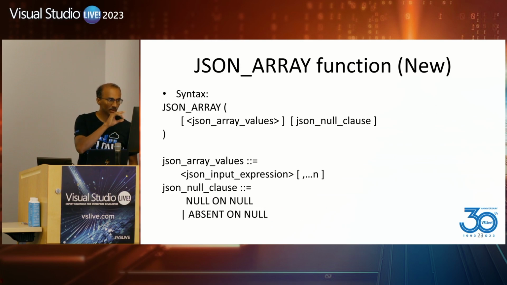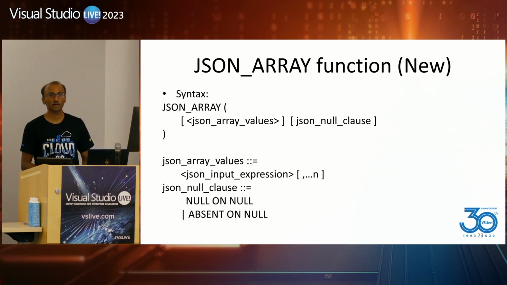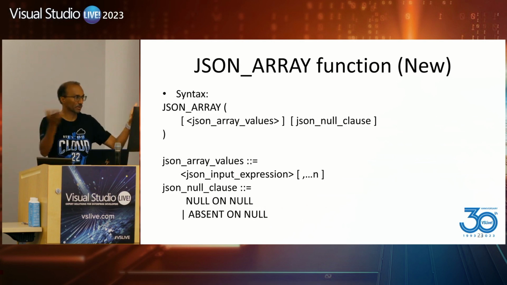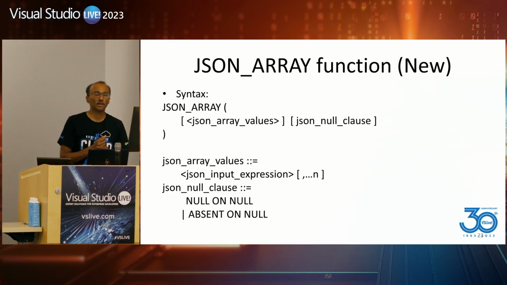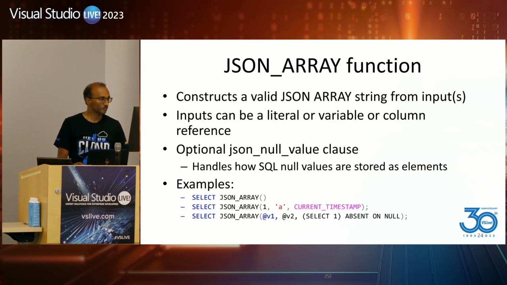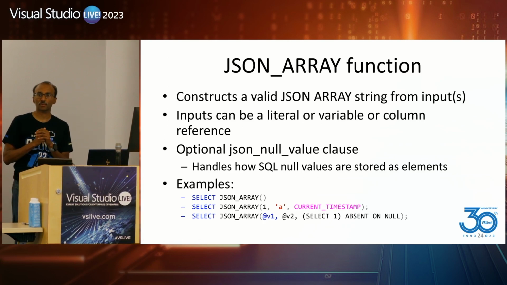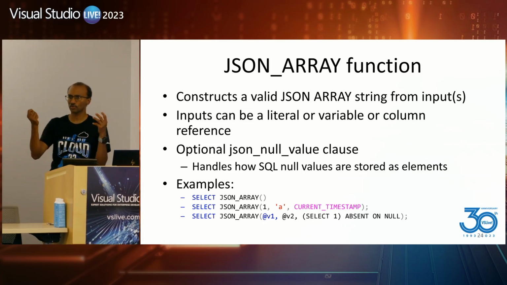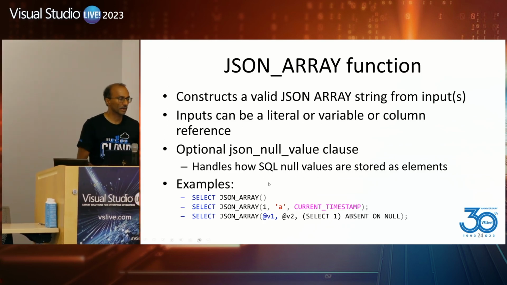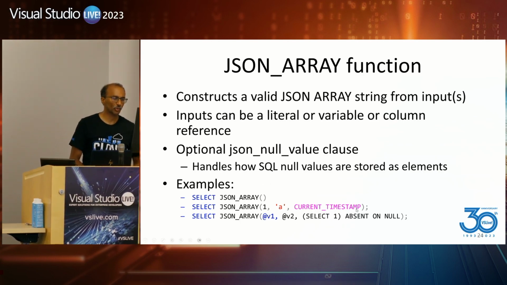So the JSON array looks exactly the same, except it takes a bunch of array values. And same thing here, you have a clause to say what you want to do with the null value. And the usage of JSON array looks exactly like JSON object, except you don't have the key value pair, because it's an array. And here you can pass whatever input you want.